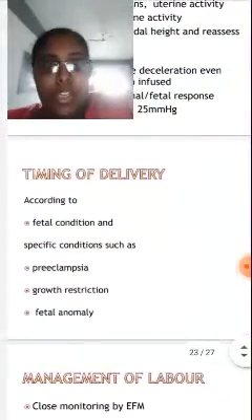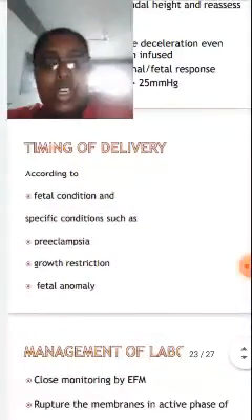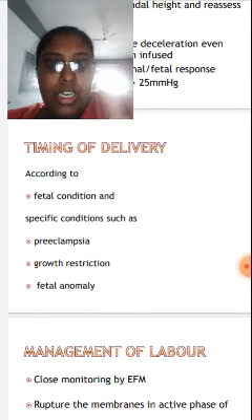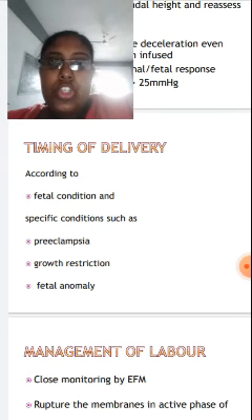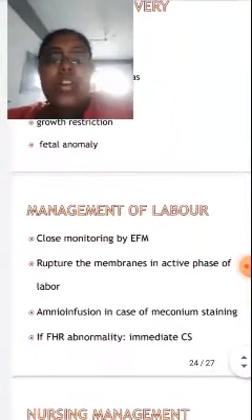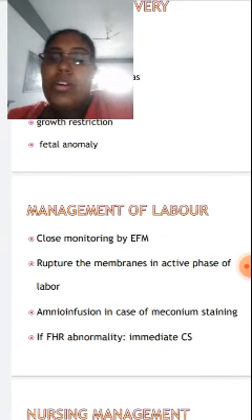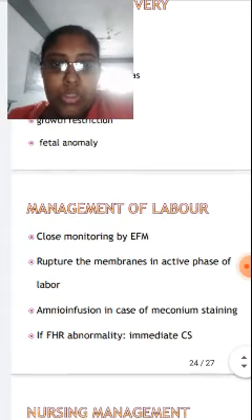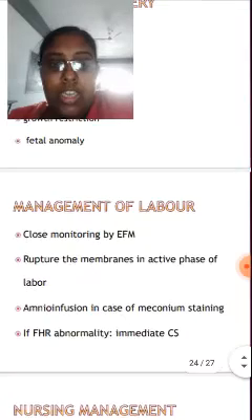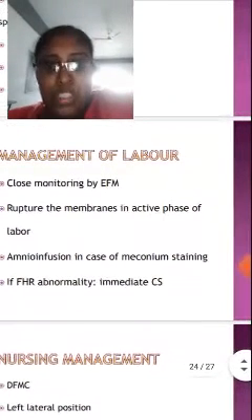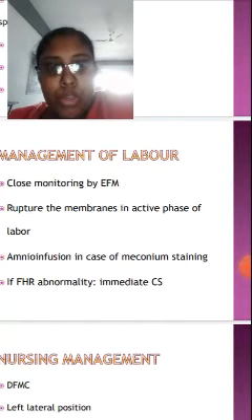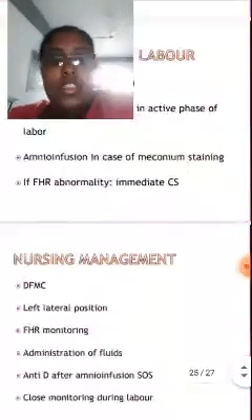The timing of delivery is according to the fetal condition and specific condition. If preeclampsia, growth restriction, or fetal anomalies are there, the plan of delivery will change. According to the baby's condition and mother's condition, the delivery plan will change. So close monitoring of the baby by fetal heart rate monitoring, rupture of membrane in active phase of labor, amnio infusion in case of meconium stain, and if fetal heart rate abnormality, immediately go for cesarean section.